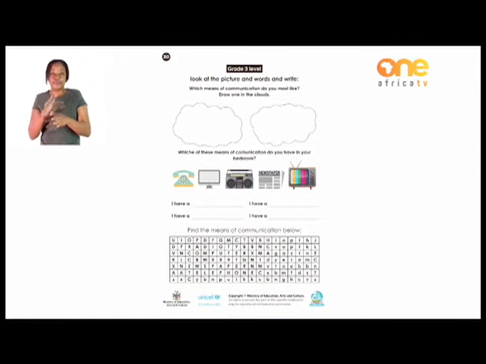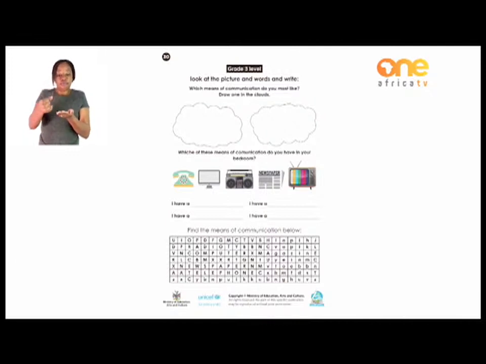And then check again, which of these means of communication do you have in your bedroom? Which one do you think or do you know that you have? It's the one that you always use. It's the one that you must have in your bedroom. So which one of those? Is it the first one, which is a telephone? Do you have a telephone in your bedroom? Do you have a television in your bedroom? Do you have a radio, maybe a small radio? Do you have a newspaper in your bedroom? Maybe when your mother or your father bought a newspaper, when they are done reading, you always collect them and put them in your room so that you can also read.